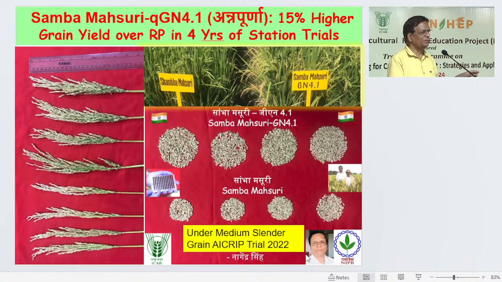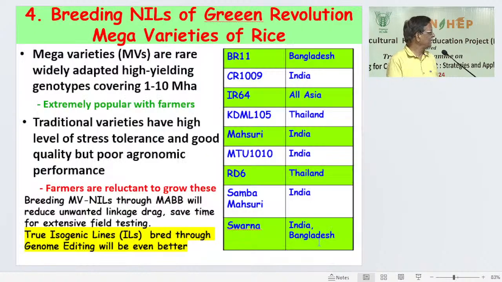You can do this similar thing with genome editing also. I will come to that, how genome editing is related to backcross breeding. Genome editing is basically a new form of backcross breeding. So let us come back again here to the concept of backcross breeding.